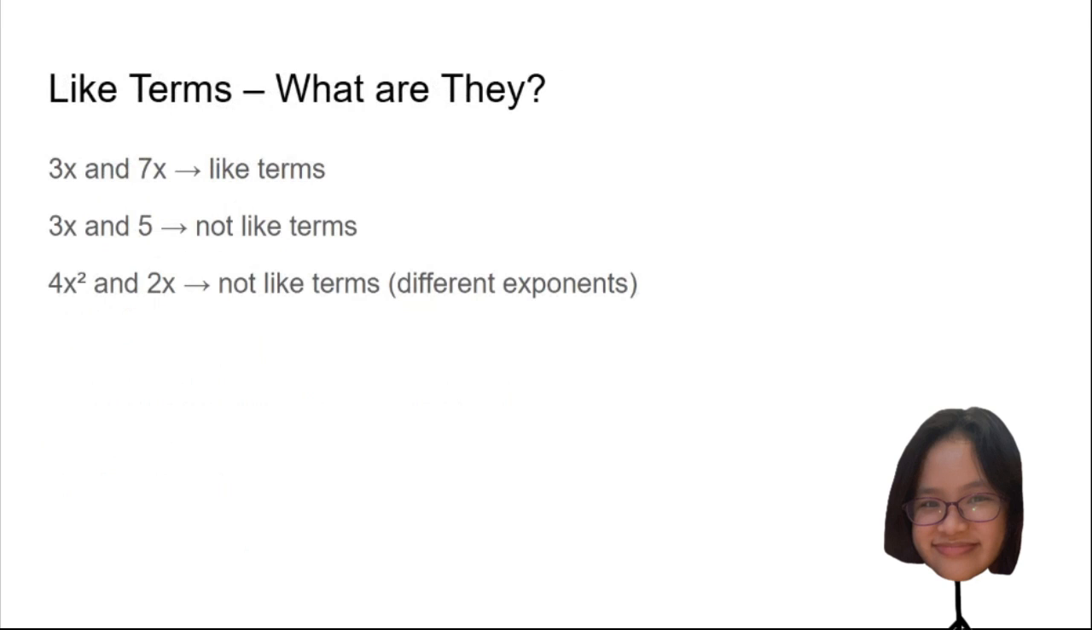Let's move on. Like terms, what are they? So 3x and 7x are like terms. 3x and 5 are not like terms because unlike 3x and 7x, 5 does not have an x. So we can't combine 3x and 5 together. Then we have 4x squared and 2x. Now you might think that these two can be combined, but they cannot because they have different exponents. 4x squared has a power of 2, while 2x does not.